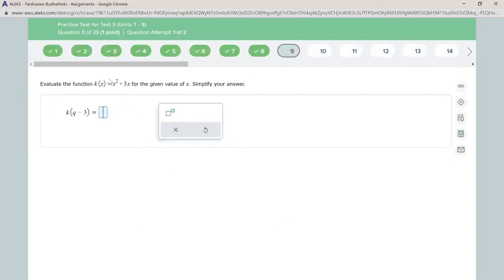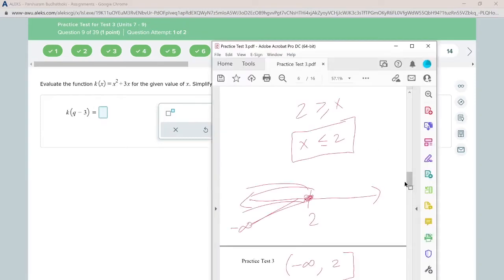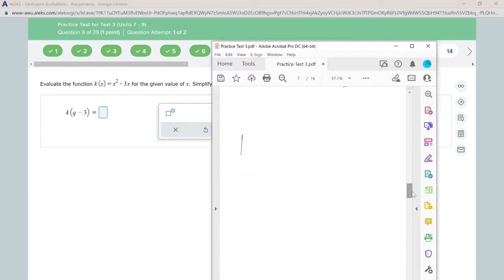Okay, what's the value of this function when you replace x by q minus 3? Just replace this x by q minus 3. As you can see here, k of x is x squared plus 3 times x. Wherever you see x, just replace it by this expression, whatever comes inside this parenthesis. So 3 times q minus 3. You have to replace this x by q minus 3 for this function k.